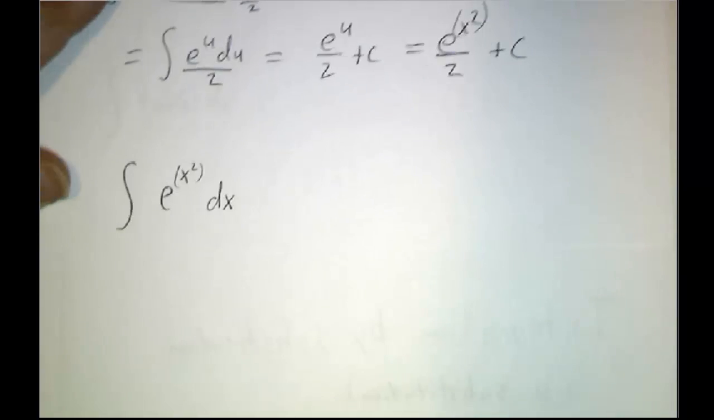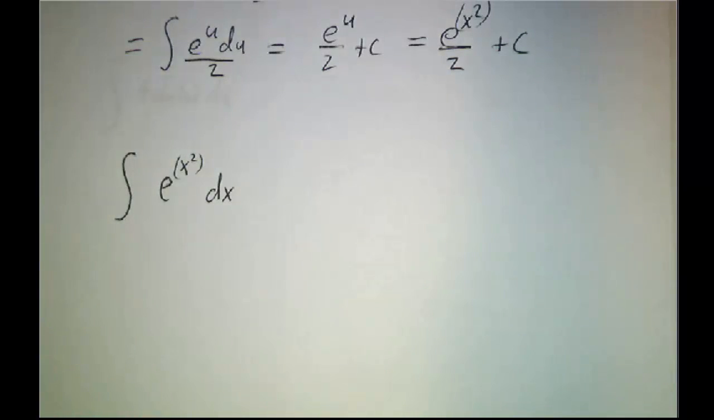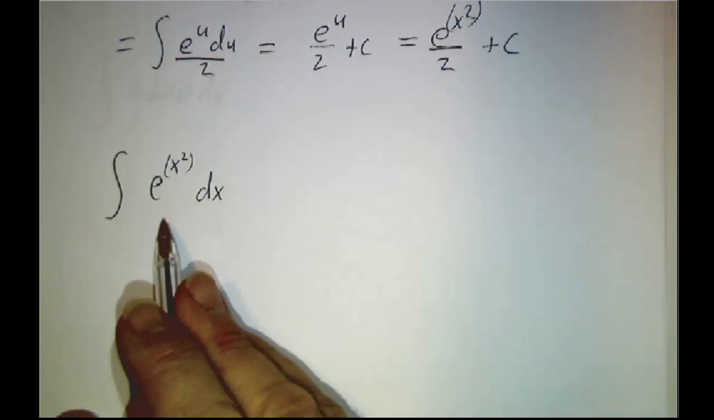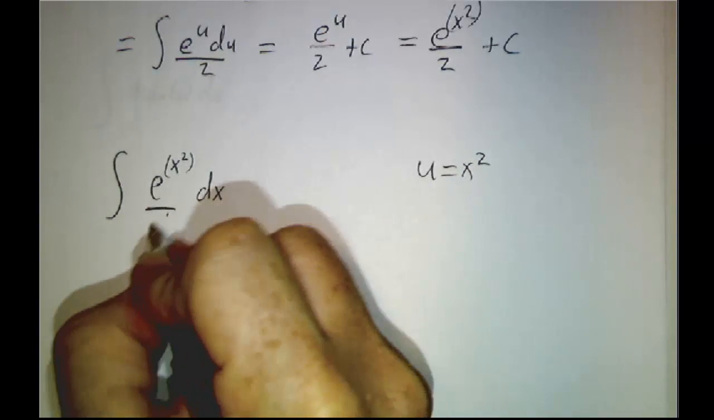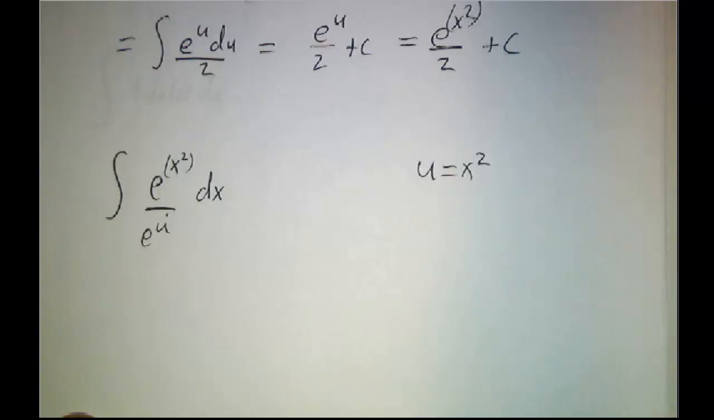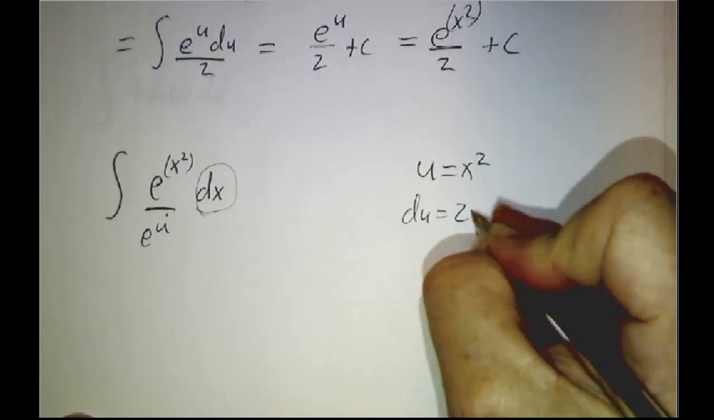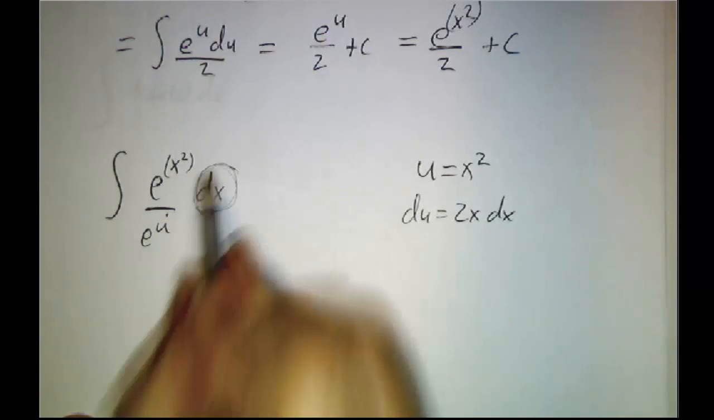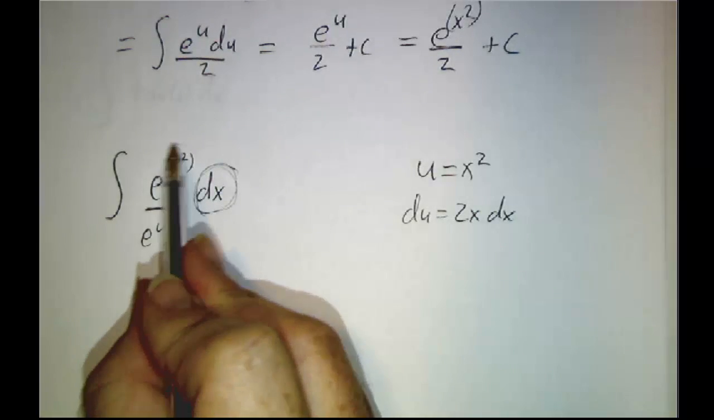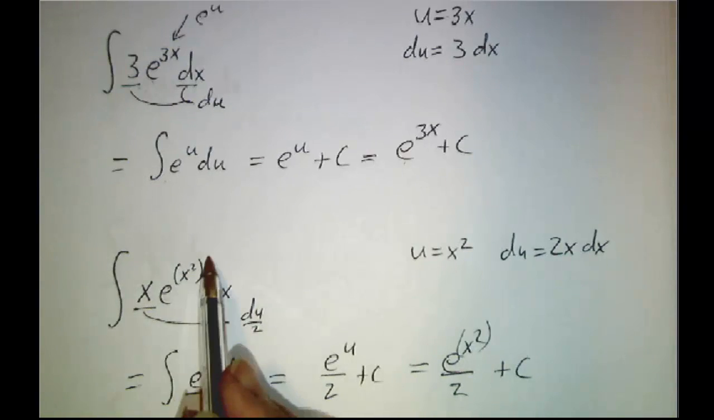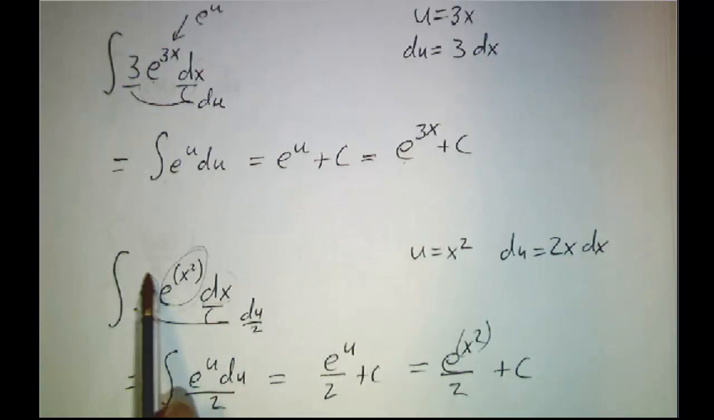Now, what if we didn't have that extra x term? What if we were looking at e to the x squared dx? If you try to do this with a u-substitution, say u equals x squared, you say, oh, this is e to the u, but this is not du. Du is 2x dx. You don't have a 2x dx, you have just a dx. It doesn't work, you're stuck. In order to do a u-substitution, you have to write part of the integrand as a function of u, and the remainder of the integrand has to be du.